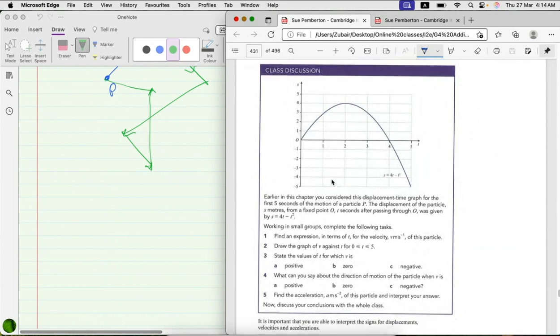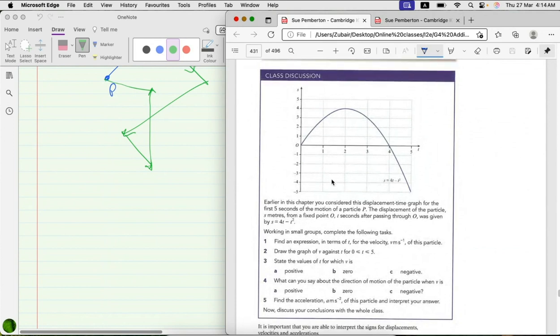Okay, last discussion. What does this say? Earlier in the chapter, we discussed considering the displacement time graph for the first 5 seconds of the motion of the particle. The displacement of the particle s meters from a fixed point O, t seconds after passing through O, was given by s equals 4t minus t square. Equation is given, graph is done. Working in small groups, complete the following tasks.